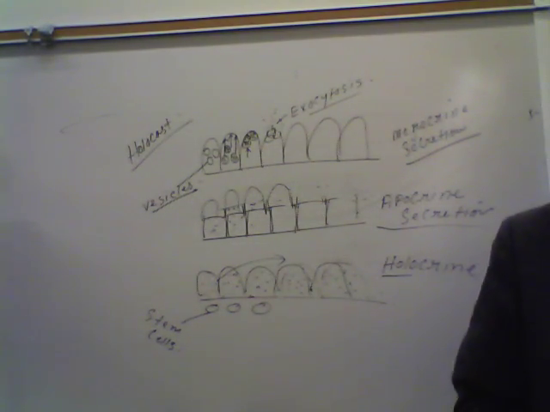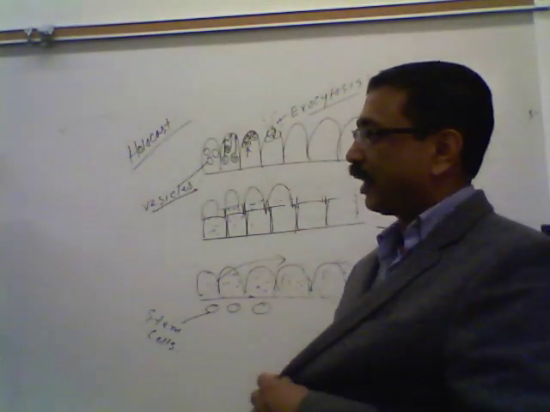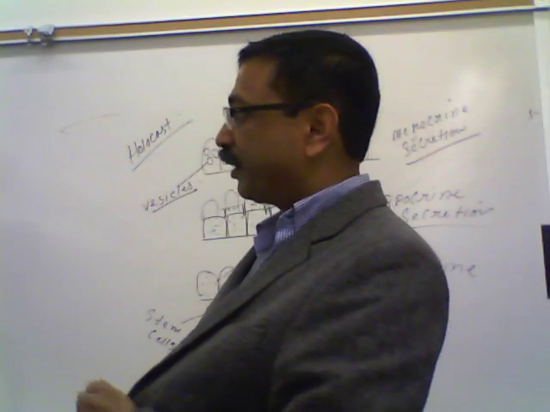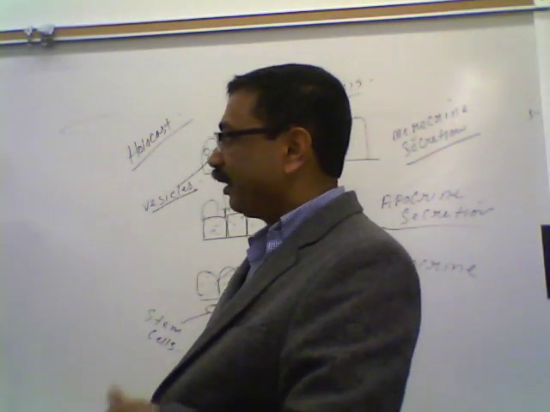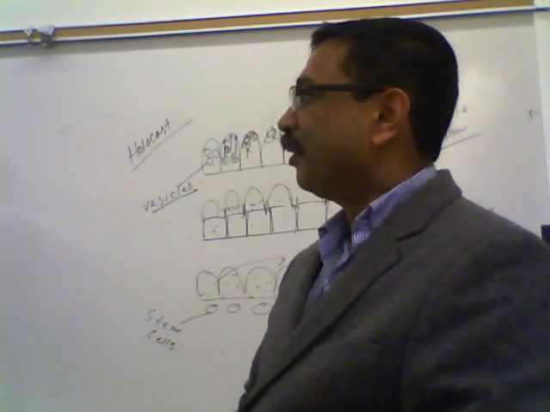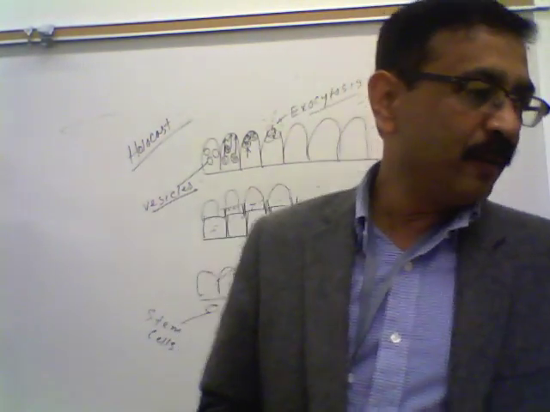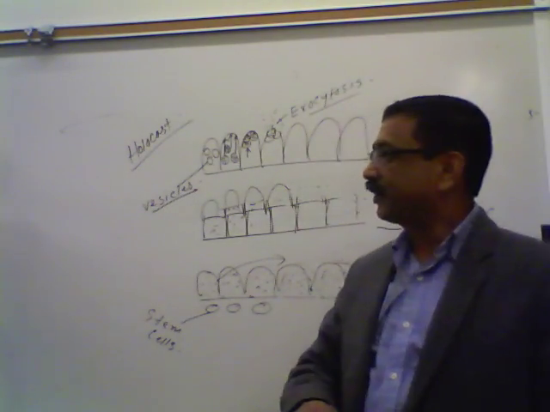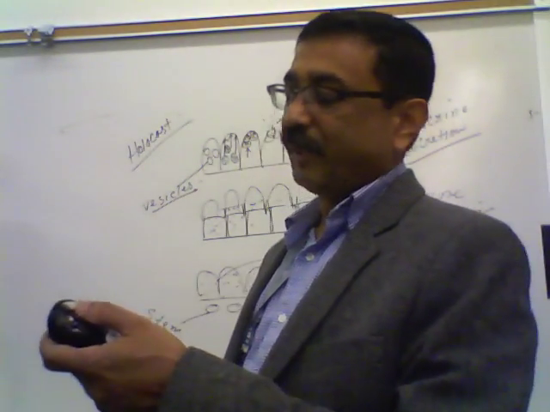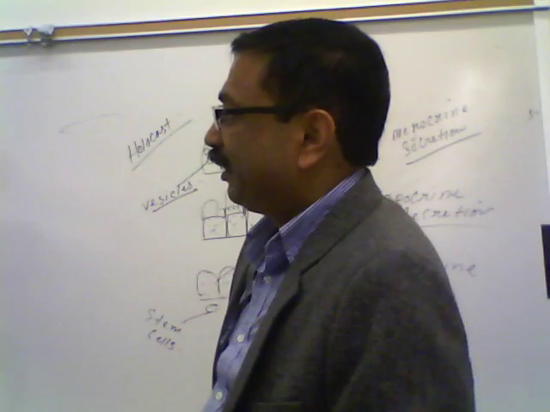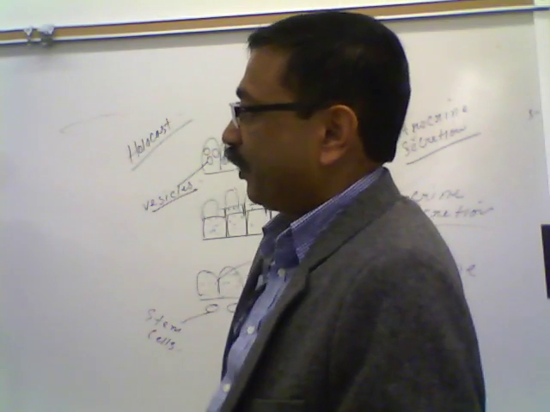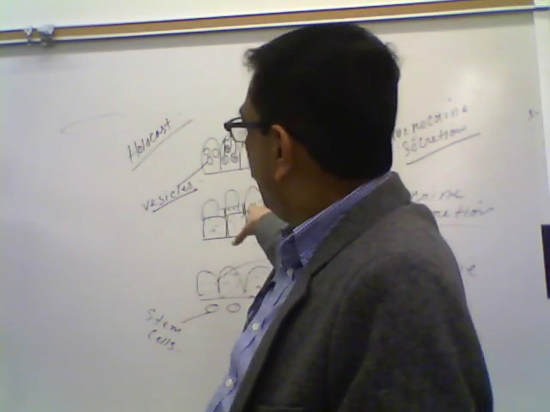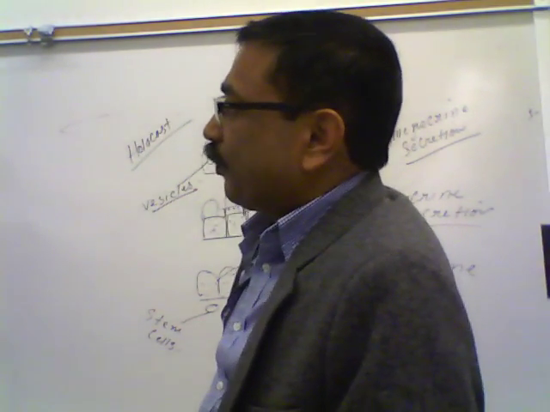Okay, so those are different types of exocrine glands based on the type of secretion: merocrine secretion, apocrine secretion, holocrine secretion. Now why do we need to know this? Because the skin glands belong to all these three types. That means your skin glands secrete the chemicals by all these three means.